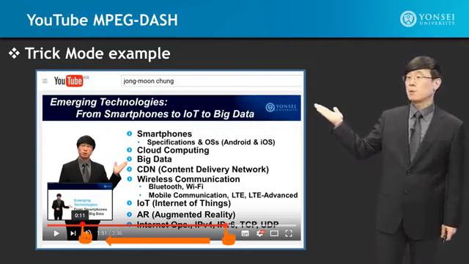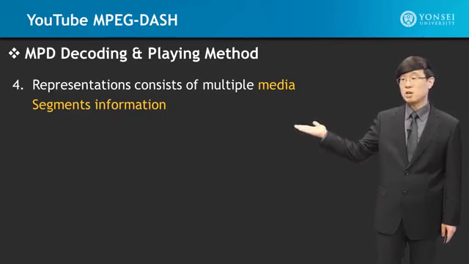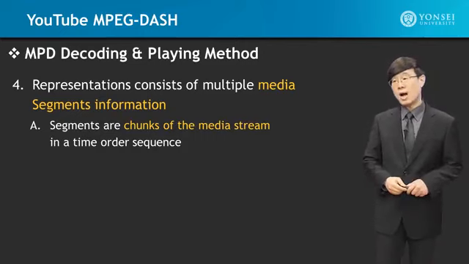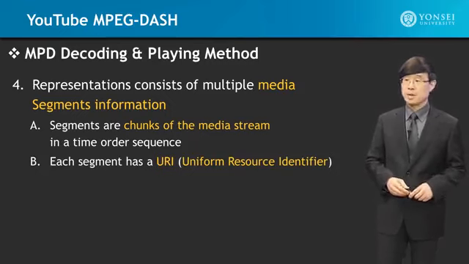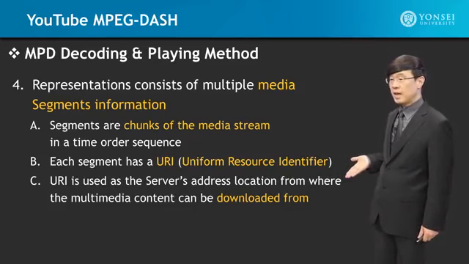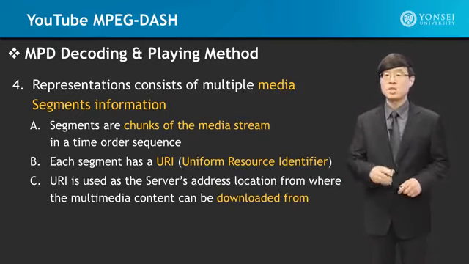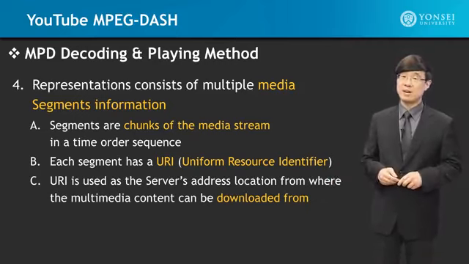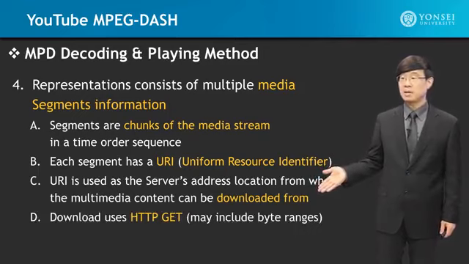Then step number 4, representations consist of multiple media segments information. Segments are chunks of the media stream in a time order sequence. Each segment has a URI, a Uniform Resource Identifier, and this is critical to be used in web-based applications. The URI is used as the server's address location from where the multimedia content can be downloaded from. Once again, web-based application support of where the information is, and the URI will provide its web-based location identifying information. Download uses HTTP GET, which may include the byte ranges.